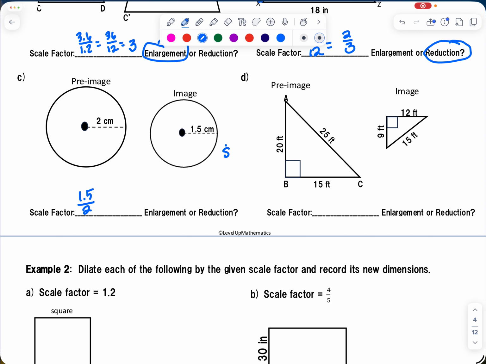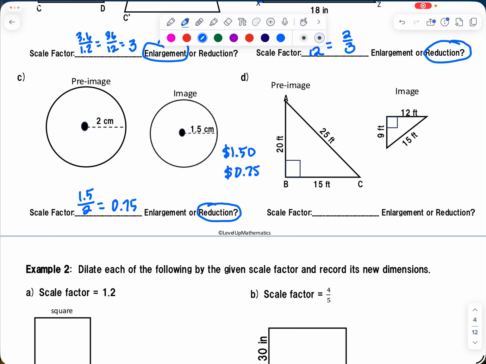So I usually think of money. $1.50. If I took half of $1.50, I would have 75 cents. So 1.5 divided by 2 is 0.75. So because that's bigger than 0 but smaller than 1, that would be a reduction.